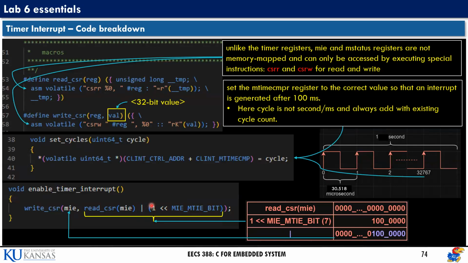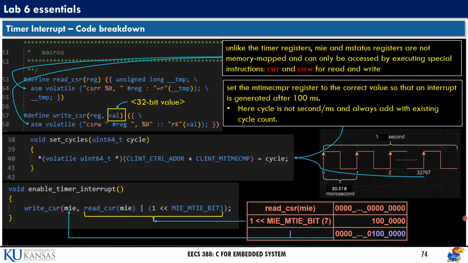I believe you're already familiar with this operation. It is pretty much straightforward. We are just reading the data from the register, and we are setting bit 7 to 1, as you can see. This was the most important part of this lab to understand.